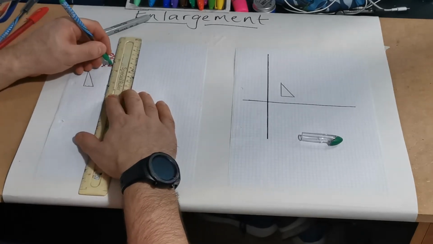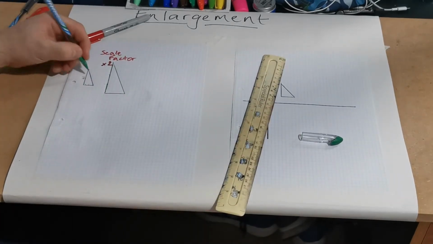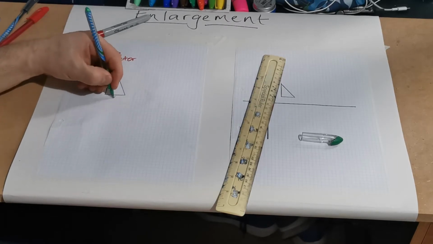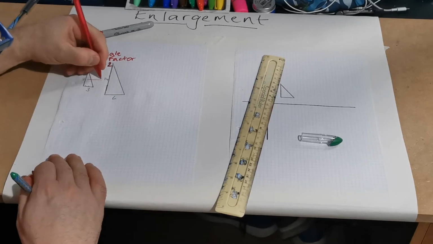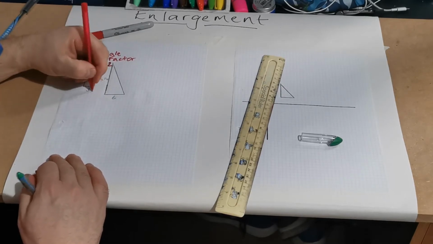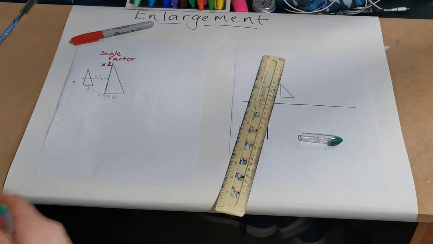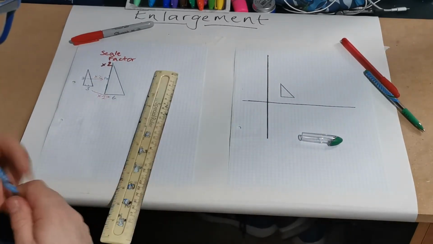So there's my enlargement. And you can see that this was 7, that's 14. This is 3, and that is 6. So across all my sides, I've kept that scale factor going. And that's really the most basic aspect of it. I'm just going to do another quick example.